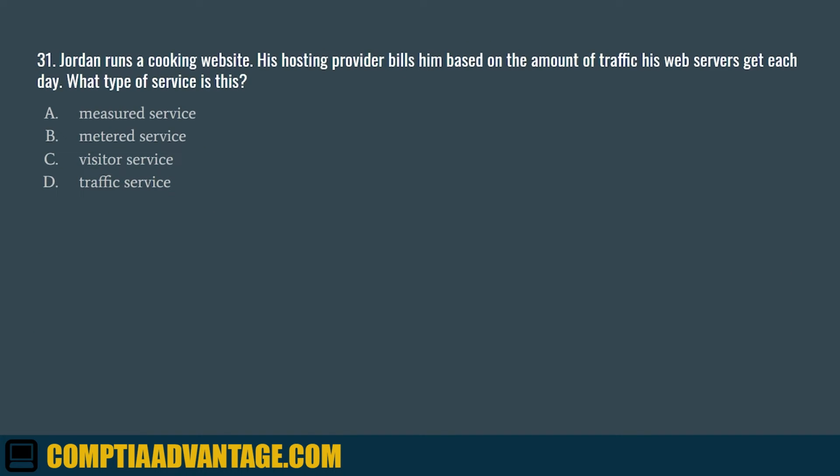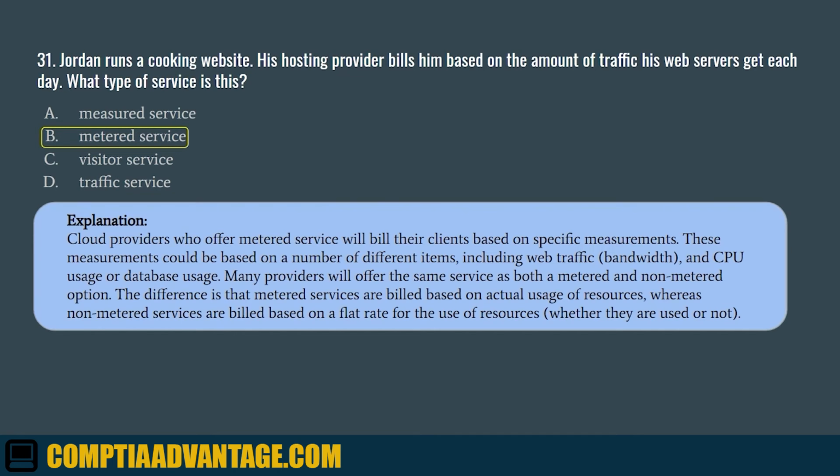Question 31. Jordan runs a cooking website. His hosting provider bills him based on the amount of traffic his web servers get each day. What type of service is this? A. Measured service. B. Metered service. C. Visitor service. D. Traffic service. The correct answer is B. Metered service. Cloud providers who offer metered service will bill their clients based on specific measurements. These measurements could be based on a number of different items, including web traffic, bandwidth, and CPU usage or database usage.